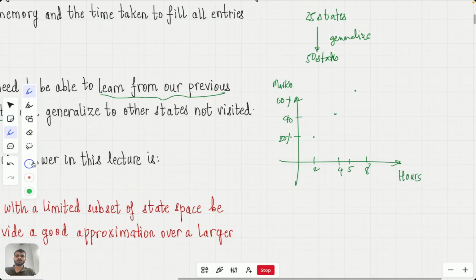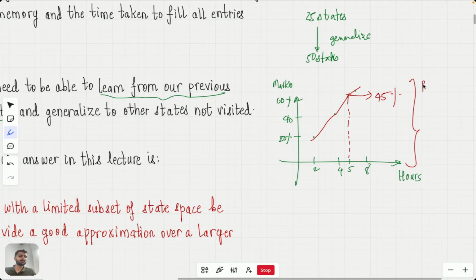So now, what I will do is I will simply approximate a function which passes through all these points, and then I will use that function to find what is the value if I study for 5 hours. It's approximately maybe 45%. This is called regression, and it's an extremely common technique used in traditional machine learning.